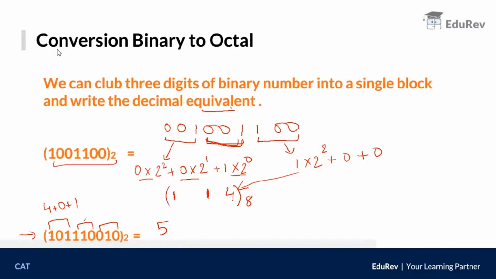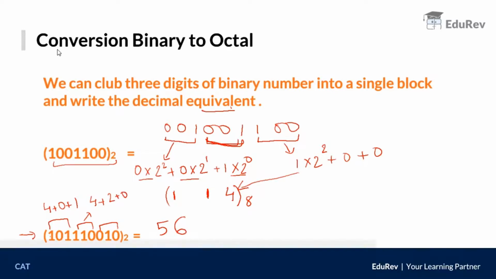Now let's look at the second set. The first one will be multiplied with 2 square, which is 4. Second one will be multiplied with 2 raised to 1, which is 2, and the third will be a 0. So your final number becomes 6.